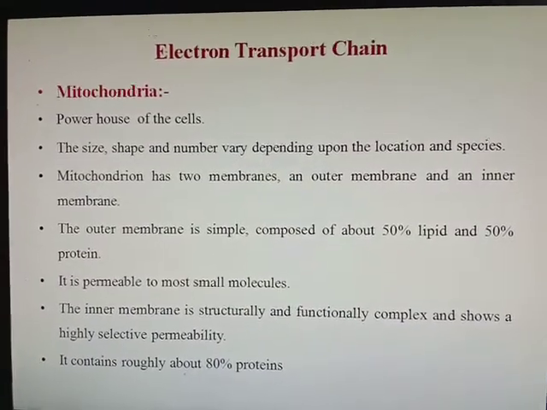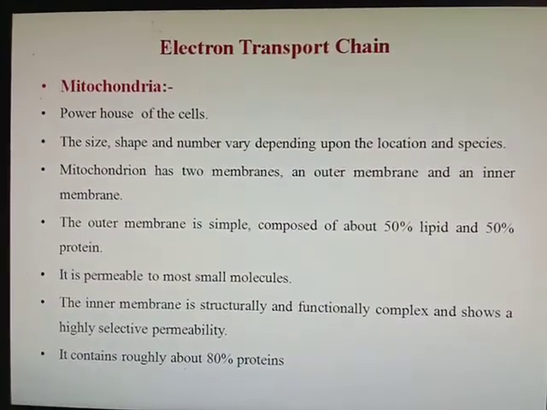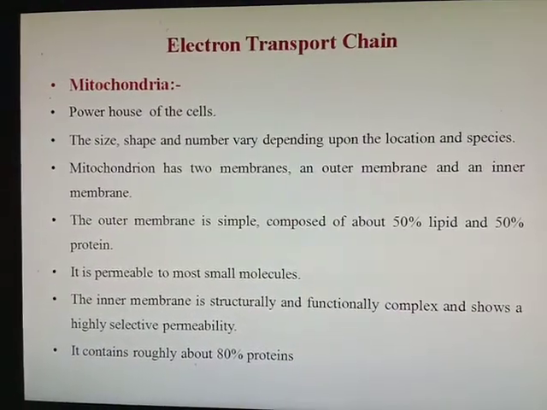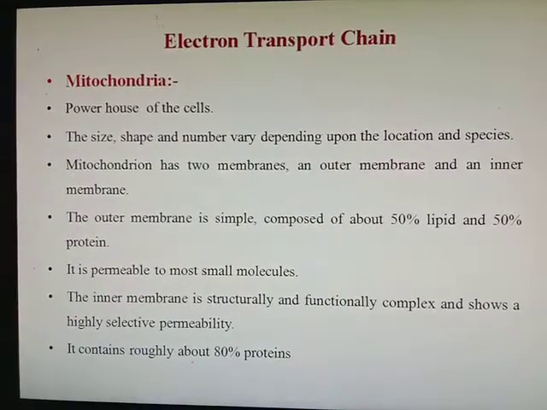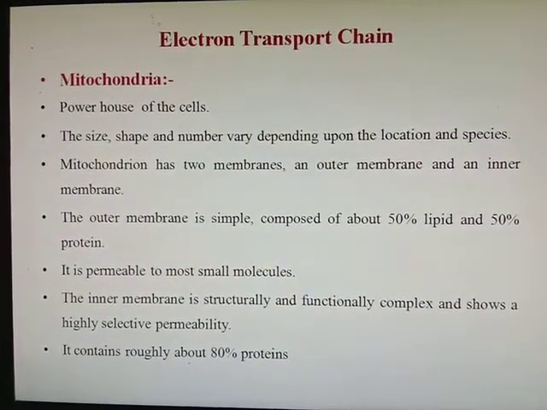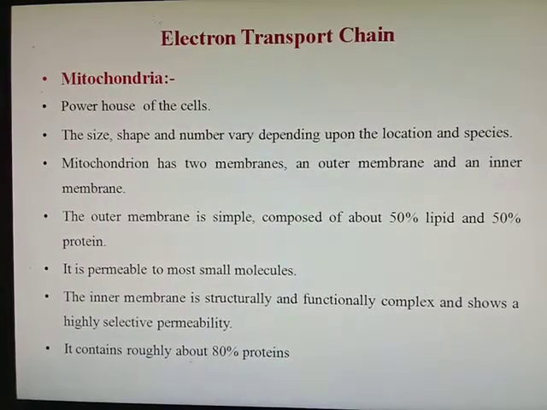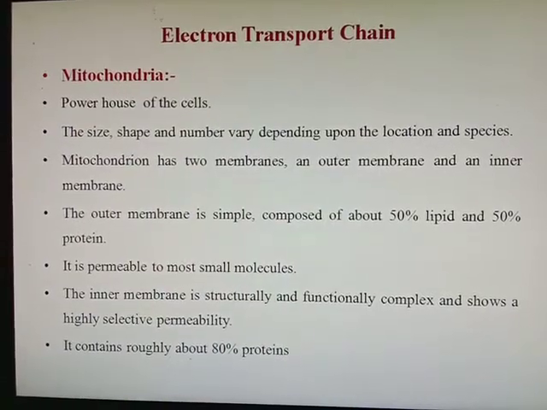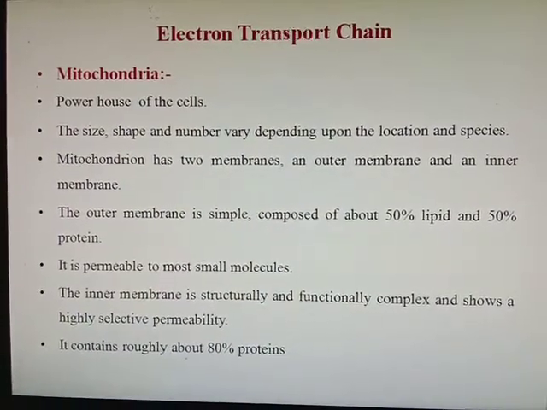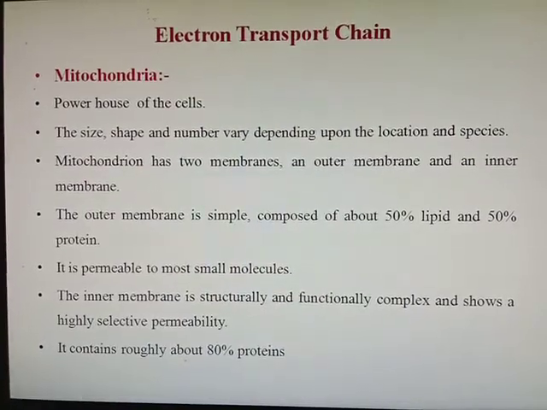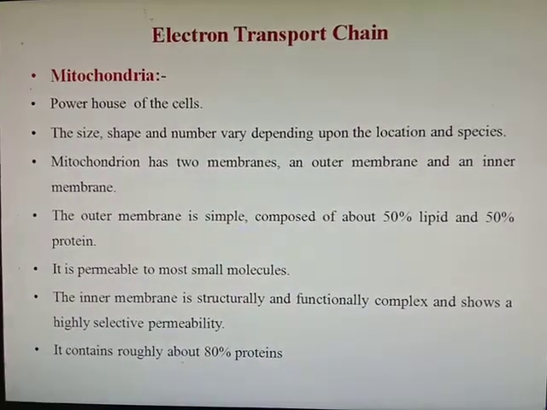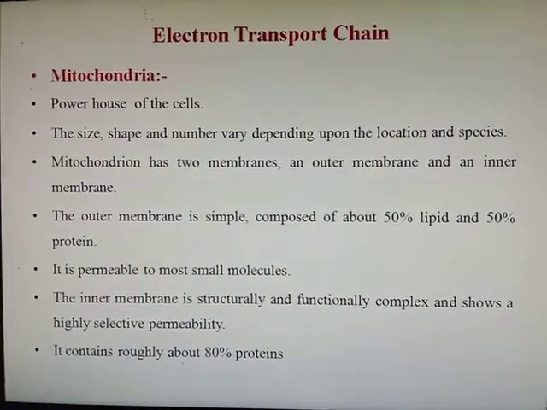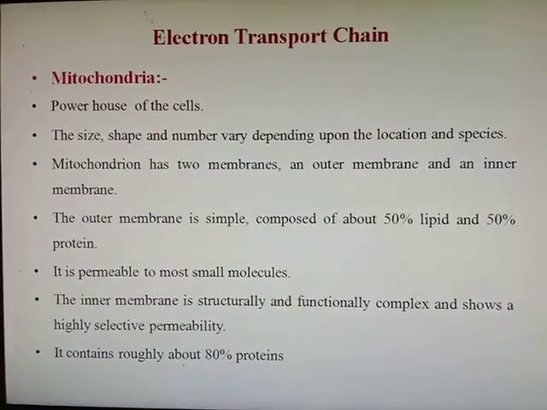Then the electron transport chain. The electron transport chain is carried out in mitochondria. The mitochondria are also called the powerhouse of the cell. The size, shape and number of mitochondria vary depending upon the location and species. Mitochondria have two membranes, the outer membrane and the inner membrane. The outer membrane of mitochondria is simple, composed of 50% lipid and 50% protein, and it is permeable to most small molecules.